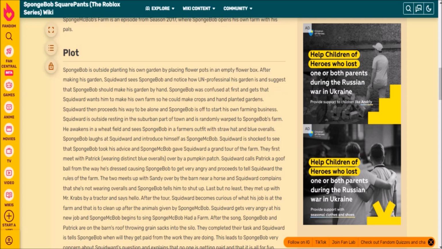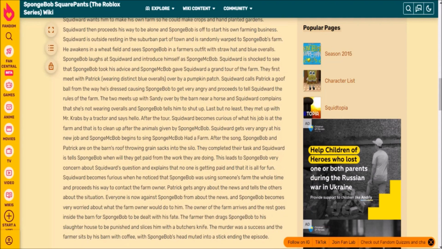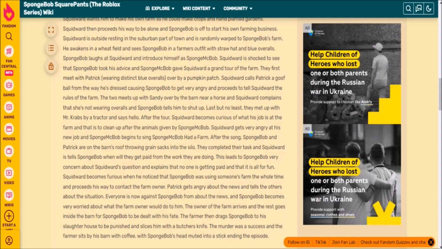They first meet Patrick wearing distinct blue overalls over by a pumpkin patch. Squidward calls Patrick a goofball from the way he's dressed, causing SpongeBob to get very angry and proceed to tell Squidward the rules of the farm. The two meet up with Sandy over by the barn near a horse, and Squidward complains that she's not wearing overalls, and SpongeBob tells him to shut up. Last but not least, they meet up with Mr. Krabs by a tractor and say hello.